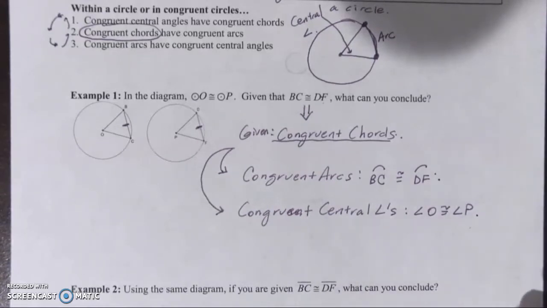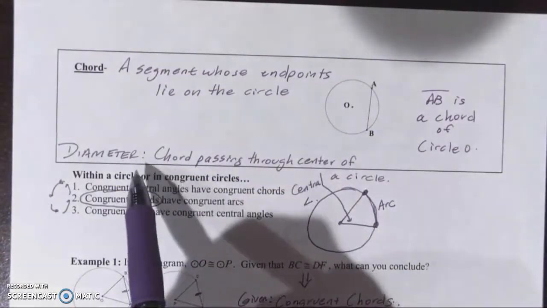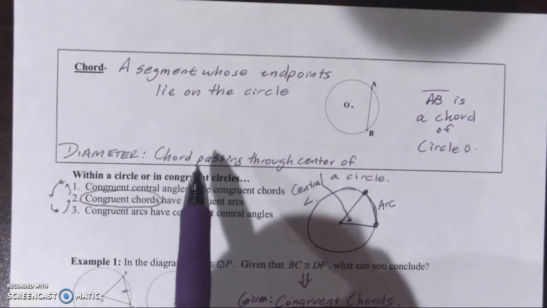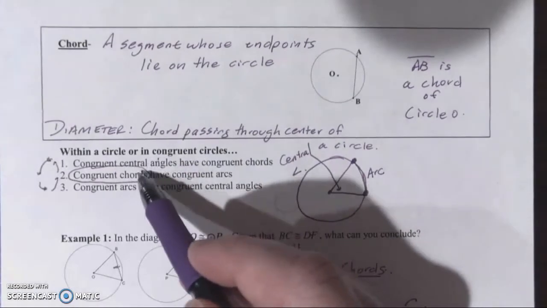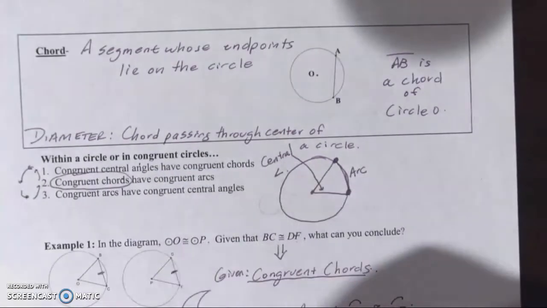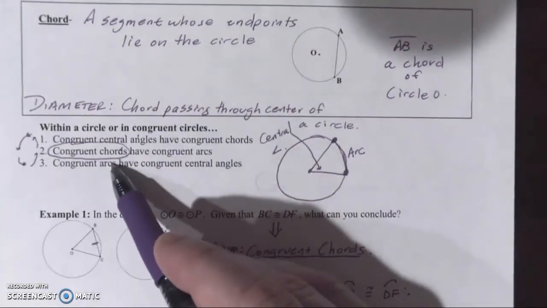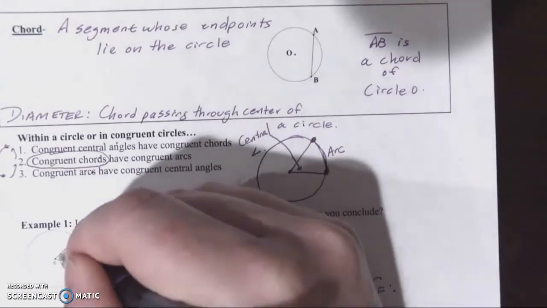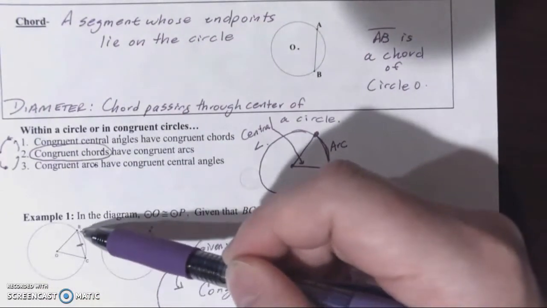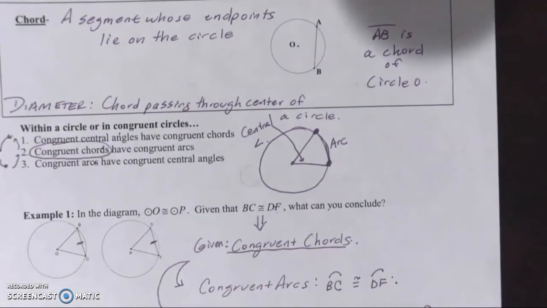And go right to the back page. What we learned on the front page: we learned what a chord was. We learned that a diameter is a special type of chord. And then we learned how central angles, chords, and arcs are all interrelated. So chord, arc, central angle, chord, arc, central angle. Those are all interrelated. All right, great. Let's turn the page.